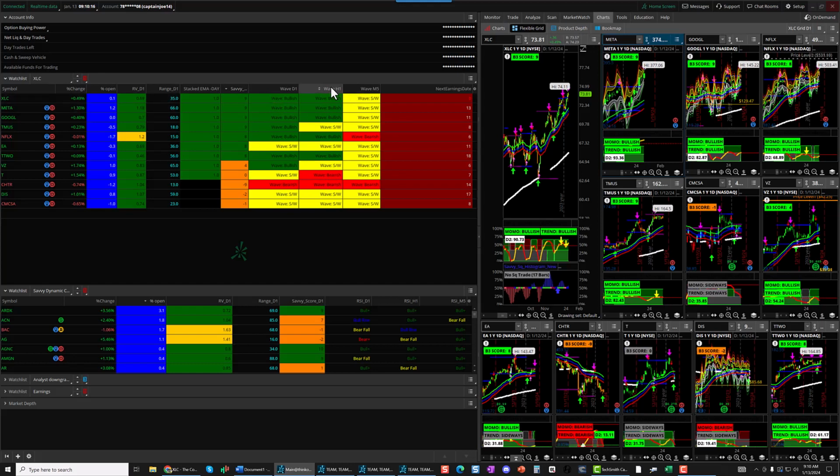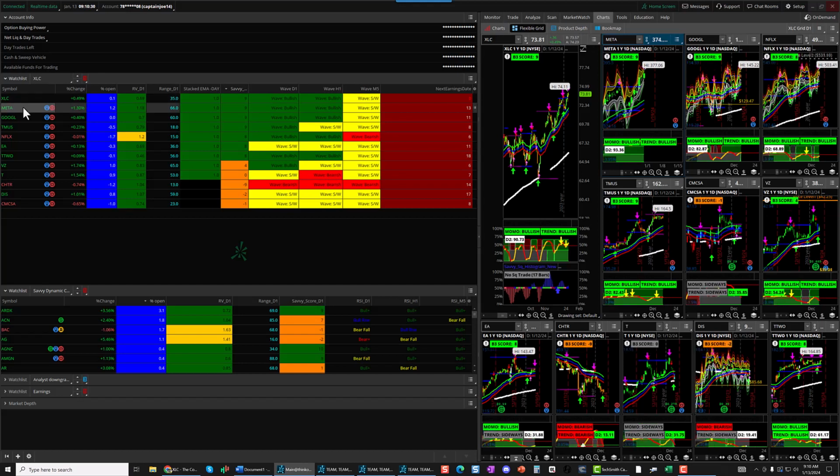And here's the wave on an hourly basis and on a 5-minute. So what I'm looking for is the most green, basically. And the most green that I see here are going to be the sector itself, XLC, then comes Meta, and then I have Google, and then Netflix, and also TTWO.